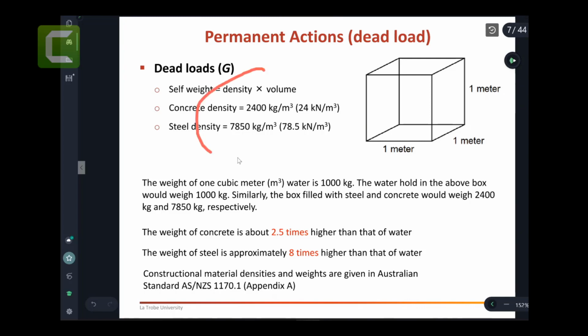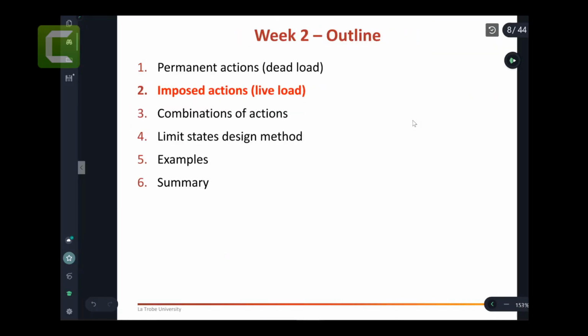So based on the figures that we have here, you can always consider that the weight of concrete is 2.5 or 2.4 times more than water, because the density of water is just 1,000 kilograms per meter cube, as you all know. And the steel is 8 times heavier than the water. Sorry, than the concrete. So if it was water, okay, making sense. That's just for you.